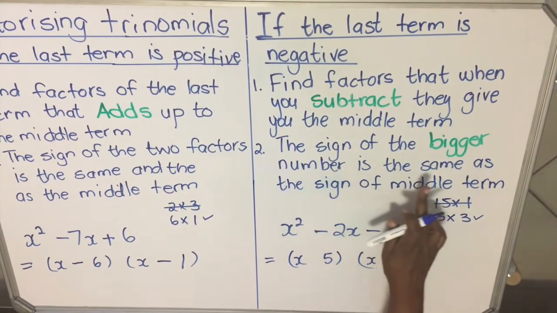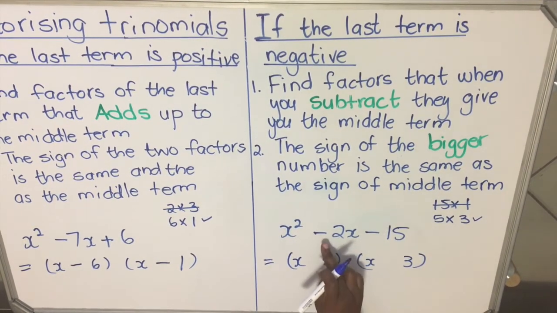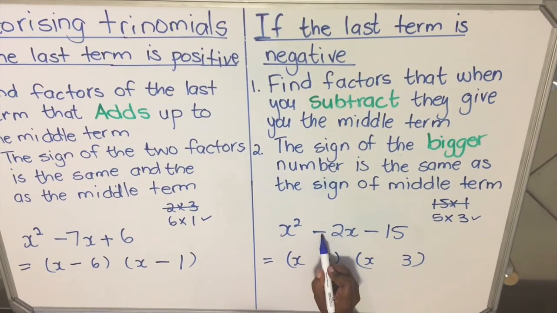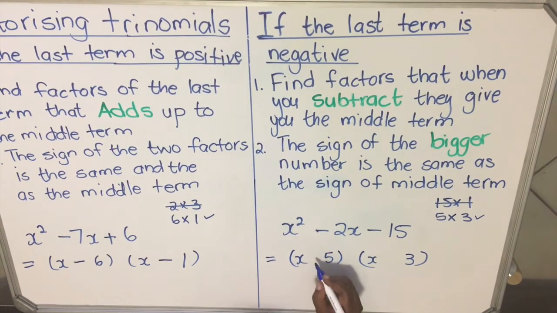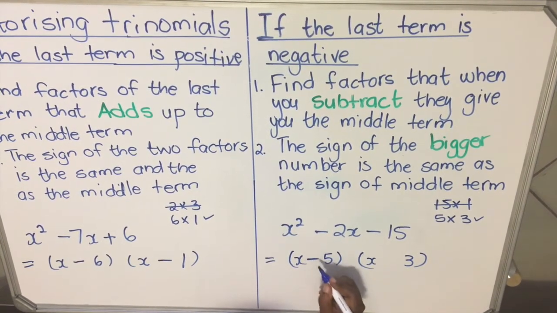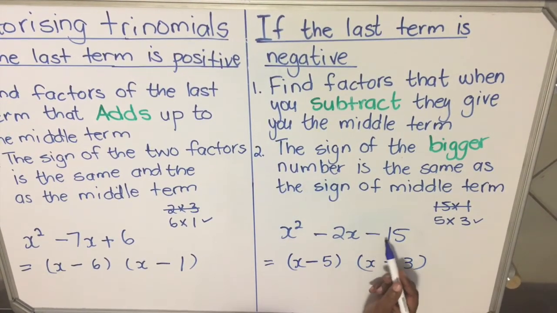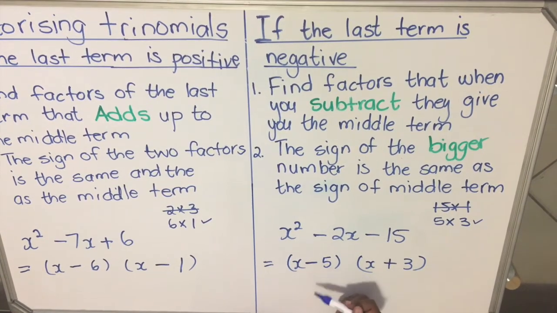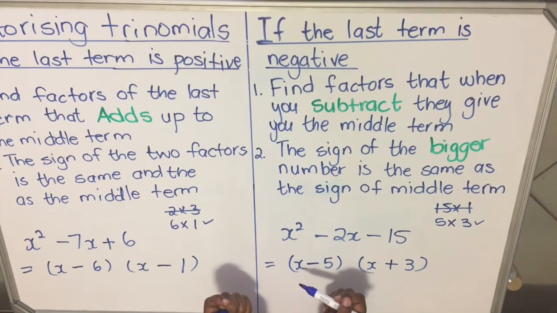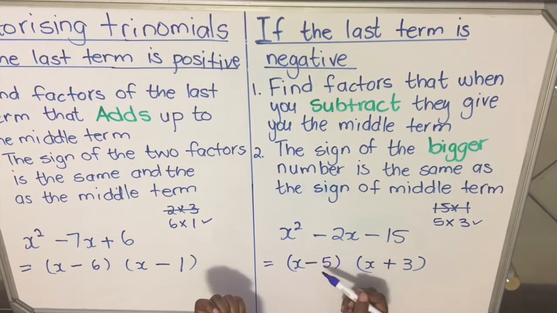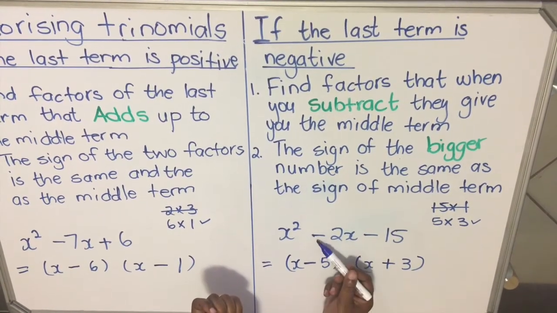The sign of the bigger number will be the same as the middle term. Our middle term is negative. So, out of the two factors, which one is bigger? This one is bigger, so 5 will be negative, and the other number will be positive. When the last term is negative, the signs inside the brackets are not the same. When the last term is positive, the signs are always the same. You find factors, and the bigger one will take the sign of the middle term.